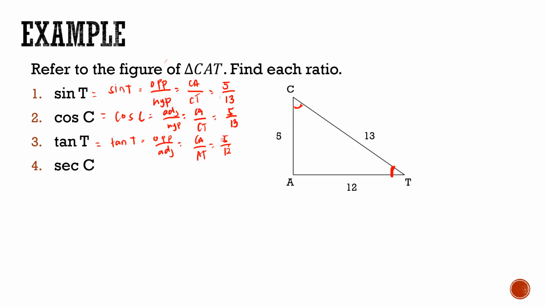Let's have the last one, secant C. We know that secant is the reciprocal of cosine. Therefore, if cosine is adjacent over hypotenuse, secant C is equal to the hypotenuse over adjacent. So if angle C will be my reference angle, the hypotenuse is your CT over your adjacent, which is CA. Substituting it, our answer will be 13 over 5.